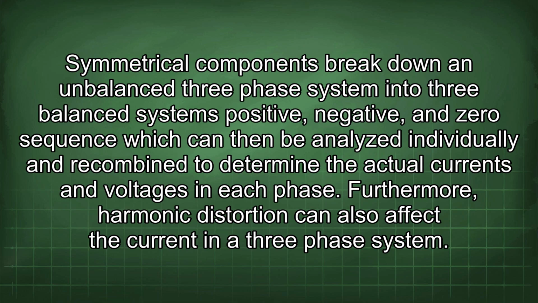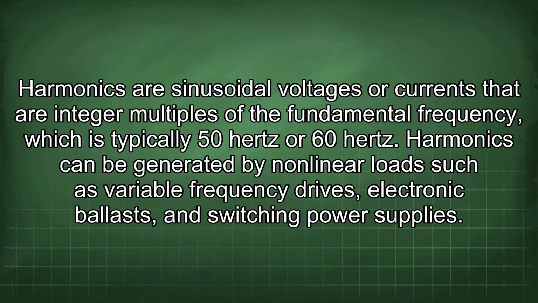Furthermore, harmonic distortion can also affect the current in a three-phase system. Harmonics are sinusoidal voltages or currents that are integer multiples of the fundamental frequency, which is typically 50 Hz or 60 Hz. Harmonics can be generated by nonlinear loads such as variable frequency drives, electronic ballasts, and switching power supplies.